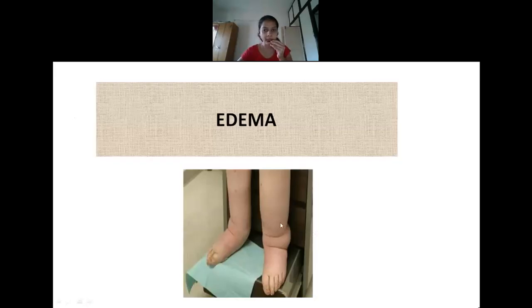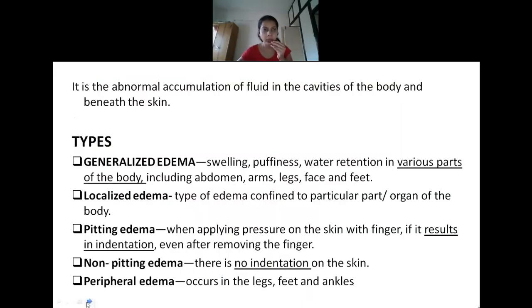Here you can see the figure of edema. This is an example of peripheral edema, that is edema of the periphery, that is your extremities. Now you know why edema occurs. Already I have told, accumulation of water, water retention, that will result in edema.